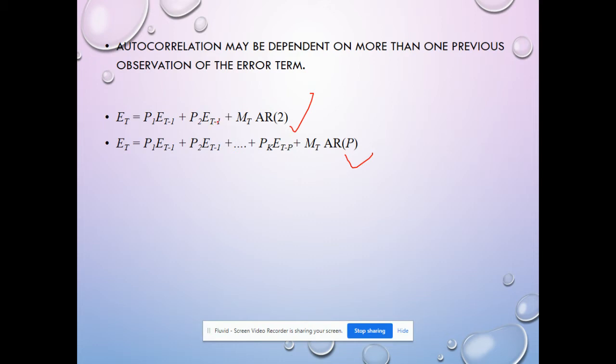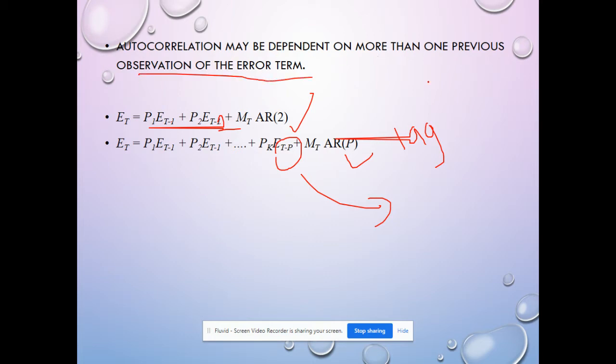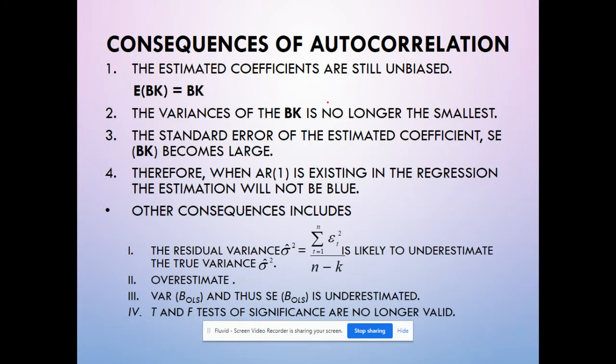Why is it AR2? Because this one is supposed to be 2, not 1, right? So you have T minus 1, T minus 2 here, and the ARP, because we do not know the lag, we do not know the number of lags, so we call it ARP in that sense. It means that autocorrelation may be dependent on more than one previous observation of the error term. So it can be AR1, AR2, AR3, AR4, AR5, and so on. And it's what we call autoregressive of order P in that sense.